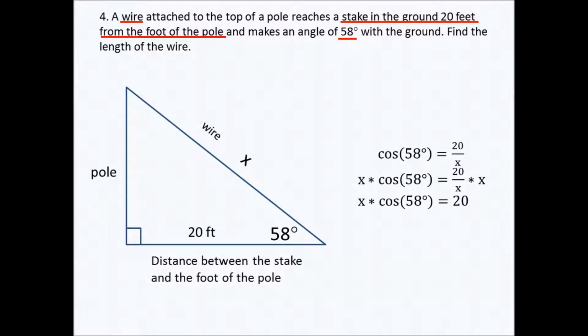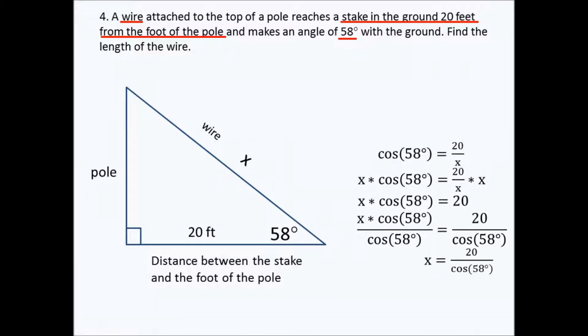Next, we're going to divide both sides by cosine of 58 degrees. So x times cosine of 58 degrees divided by cosine of 58 degrees is equal to 20 divided by cosine of 58 degrees. The cosine of 58 degrees on the left side cancel out. So we're left with x equals 20 divided by cosine of 58 degrees. X is approximately 37.7 feet.